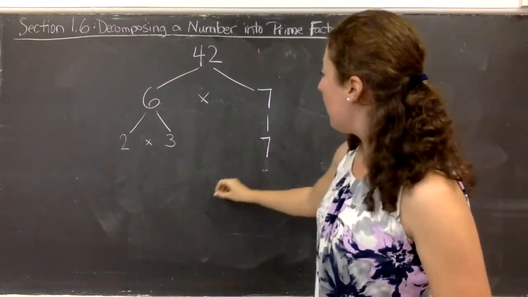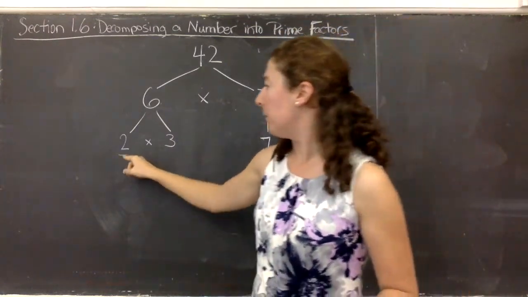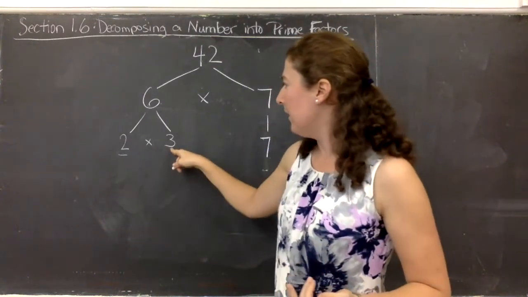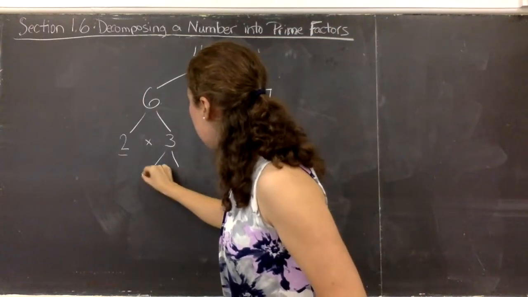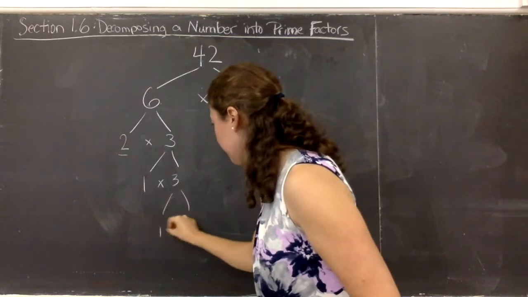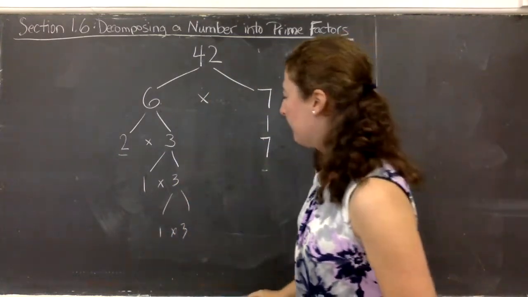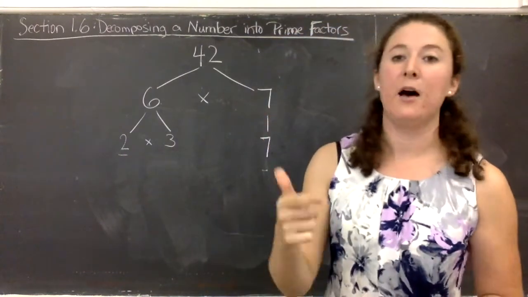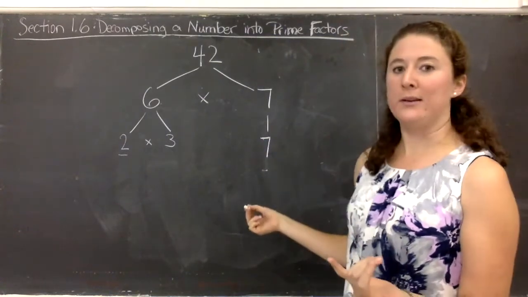Now, can I break down 2 any more? Nope, it's a prime number. The only numbers I could break it down to are 2 and 1, so I don't need to repeat it. 3, I could break down to 3 and 1, but if I did that, I would have 1 times 3, and I could do it again, and it would continue, so it's useless. I would just go on forever. The idea is that a prime factor can only be itself and 1. And 7 as well, I can only do 1 times 7.